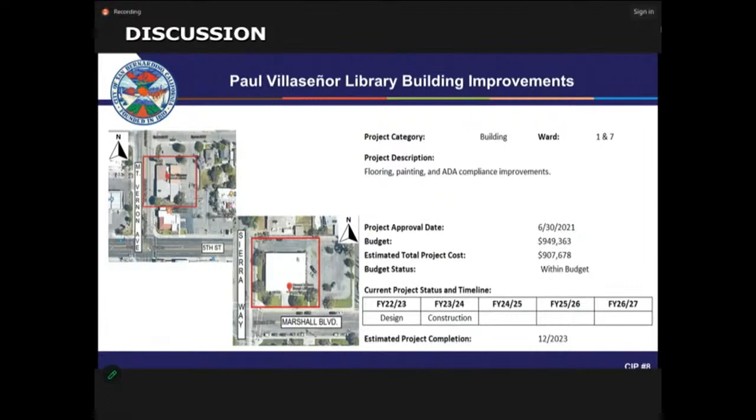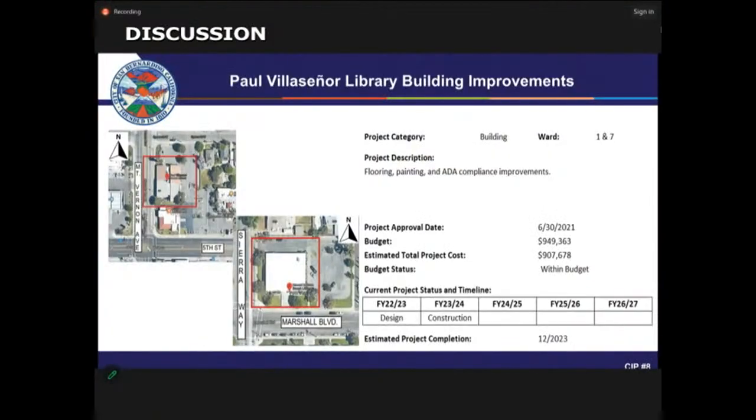The Paul Villaseñor Library Building Improvement Project includes flooring, painting, and ADA compliance improvements. The City Council just approved last week a change order to deal with mold and termite damage that were found at the facility, but at this time we're expecting completion to be done by December of this year.